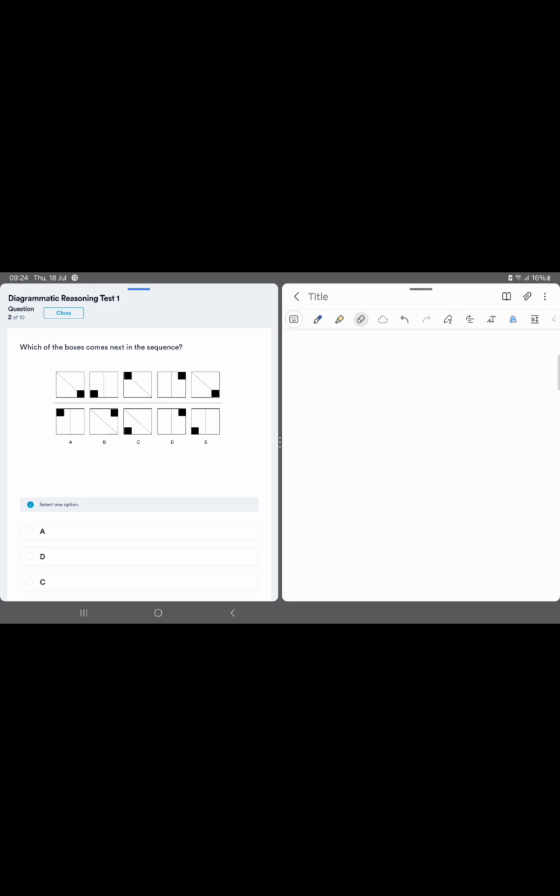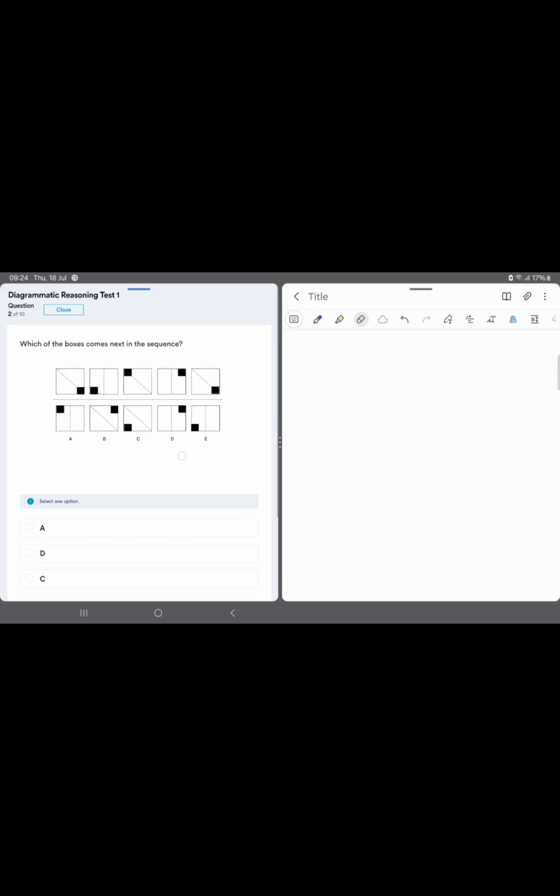Okay, and then after that, we'll have to look at the square. In the first box, we can see that it's at the bottom right here. And then it moves to the left, and then it goes to the bottom left, then it moves up, comes here, and then it moves right, comes here, then it moves down, comes here, meaning that in the next diagram, it has to move to the left. So it has to be here. And that gives us option E.